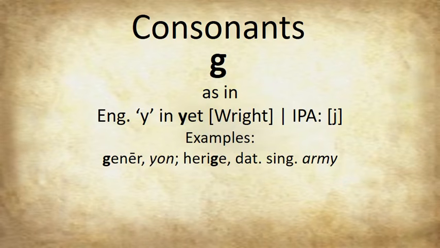So our next sound with G, Joseph Wright describes it nearly as English yet, so a Y sound. And let's carry on with our examples here. Jener, Jan, herje, dative singular of army. I also want to add that, well, how does one know which G is what G? If it's a G, a G, or a Y. It really depends on the roots of the word in question. You find out the etymology to find out, or at least have a good idea of the pronunciation.